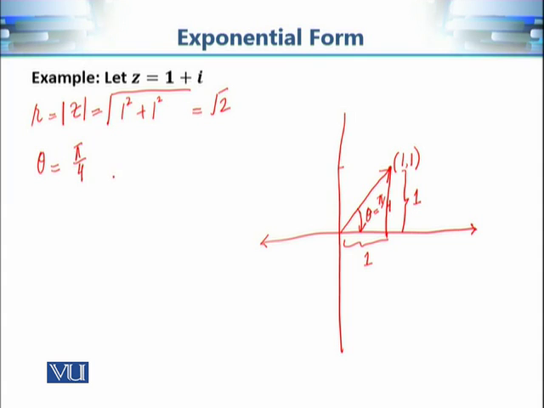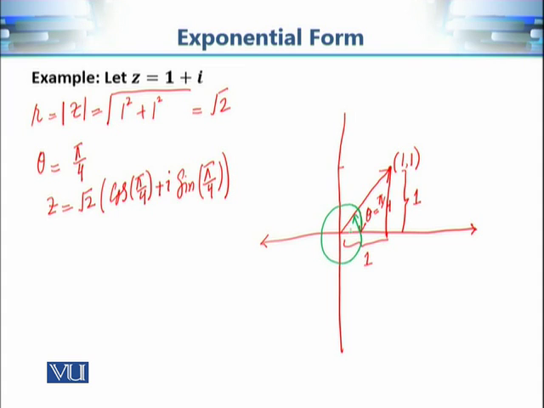So the polar representation of this complex number becomes z is equal to square root 2 times cosine pi by 4 plus iota sine pi by 4. Now observe that we can also take the angle to be this one. So instead of taking angle to be pi by 4, we can take one round and then calculate this angle.